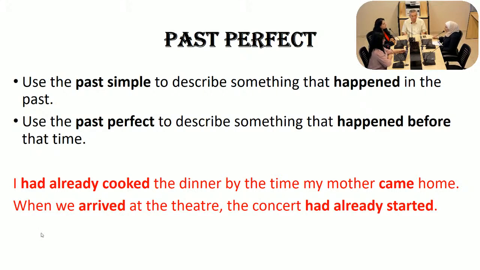When we arrived at the theater, the concert had already started. The same idea, that we have two actions and we have when, which tells us that one action happened before the other. Actually, if we use when with two simple past events, the second after when means the second happened after the first. But when we use when with the past perfect, it means the event happened before the second one, already.